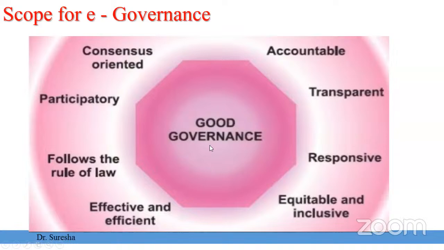So it is good governance, it's accountable. Accountability is there very much. Transparent, responsive, equitable and inclusive, effective and efficient, follows the rule of law, participatory, consensus oriented. Here, participatory is very important. People from both sides are participating in this. It's not only when you apply to start an industry or something like that, but also when you have some problems.